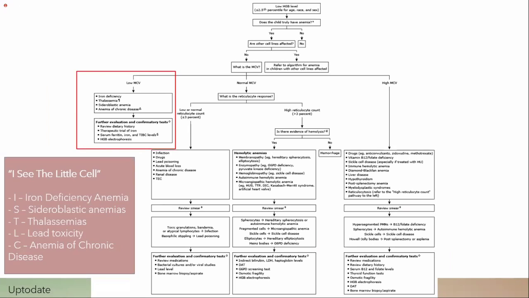There is a mnemonic: I see the little cell. I is IDA, S is sideroblastic anemia, T is thalassemia, L is lead toxicity, and C is anemia of chronic disease. So we have reduced some space in our brain, right?